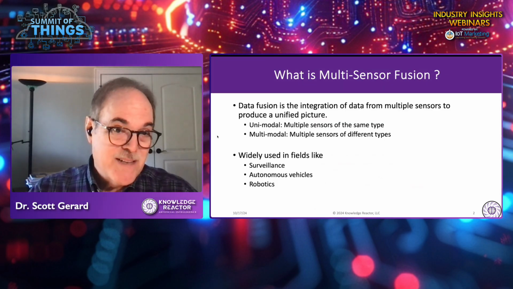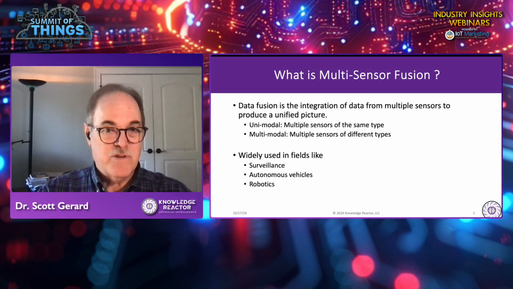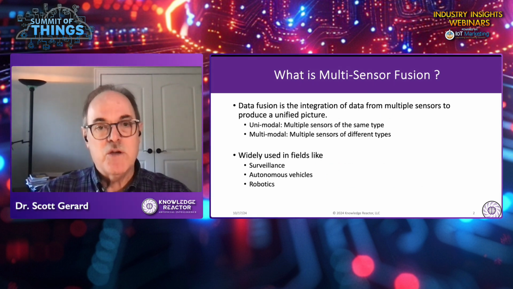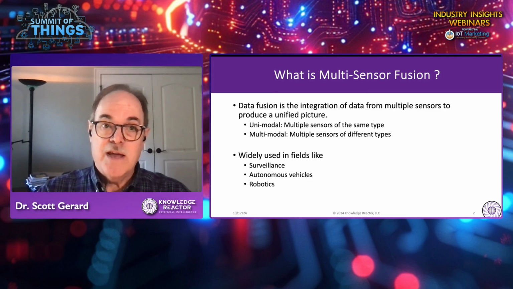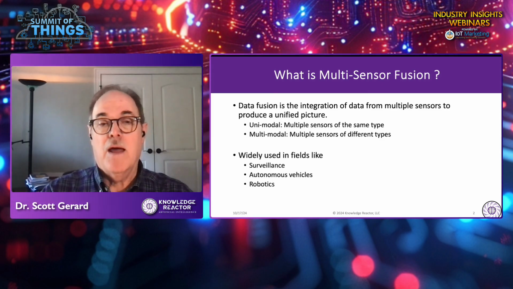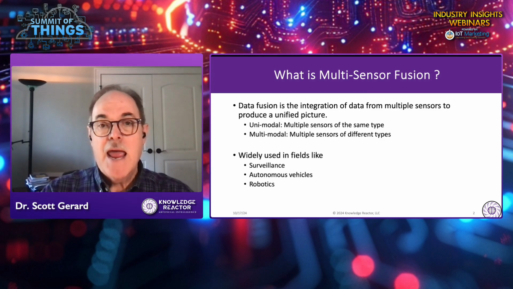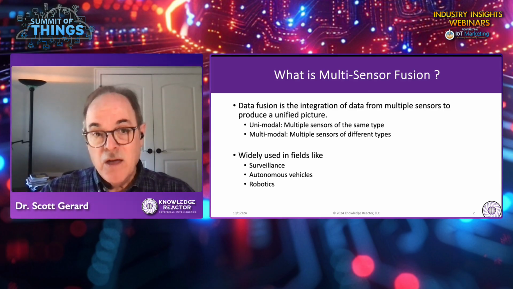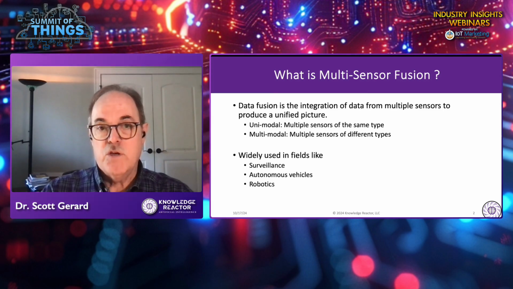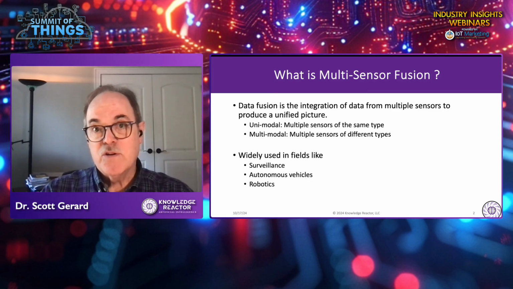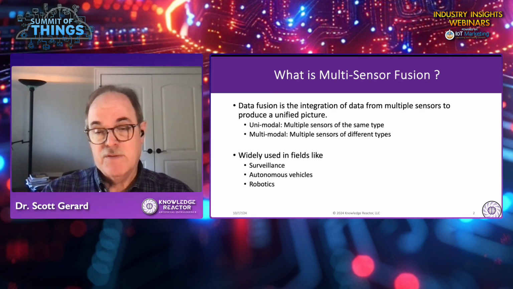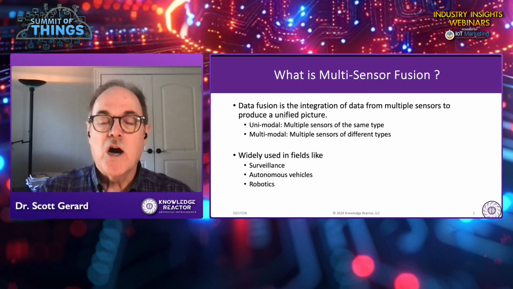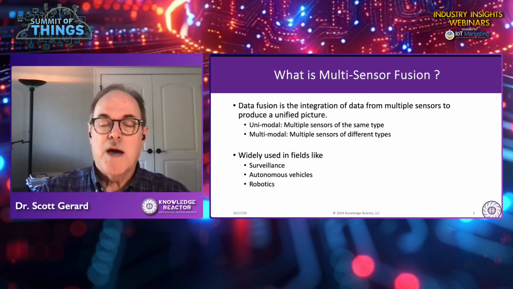So what is multi-sensor fusion? Well, there's kind of 2 flavors of it, but it's where you're taking data from multiple sensors to produce some kind of unified picture. One of the flavors is unimodal sensor fusion. This is where you have a lot of sensors, but they're all of the same type. The other type is multimodal fusion, where you've got multiple sensors from multiple different types of sensors. And that gives you a different view on what's going on in the environment that you're monitoring.